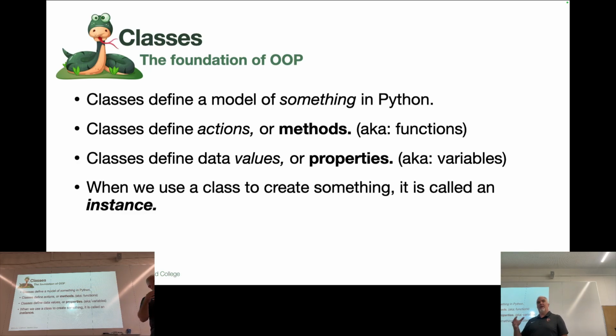If I have the blueprint of a house and I give it to you, I've given you the ability to build the house based on that blueprint. I didn't give you a house. I gave you the design of a house. So a class is defining a model or a design of something, how something is to be constructed.